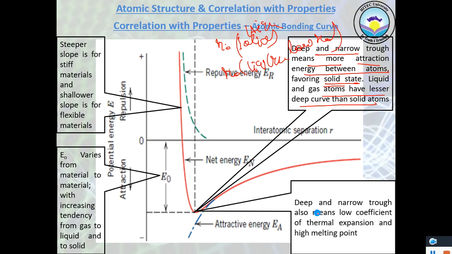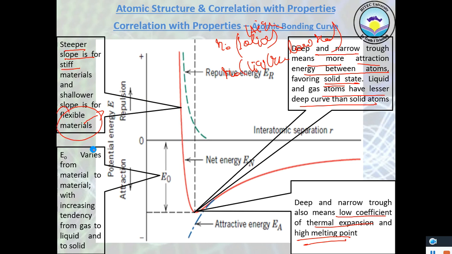A deep and narrow trough means low coefficient of thermal expansion and high melting point, I have already explained. Okay. A steeper slope is for stiff materials. Also, if the slope is steep and the gradient is very high, then it will also make for solids and stiffer materials. And if the slope is shallower, meaning a smaller gradient angle, we will get flexible materials.